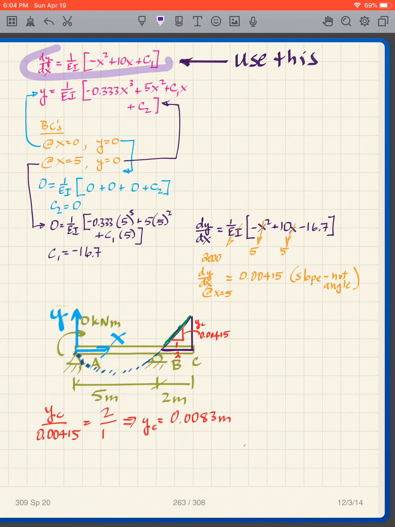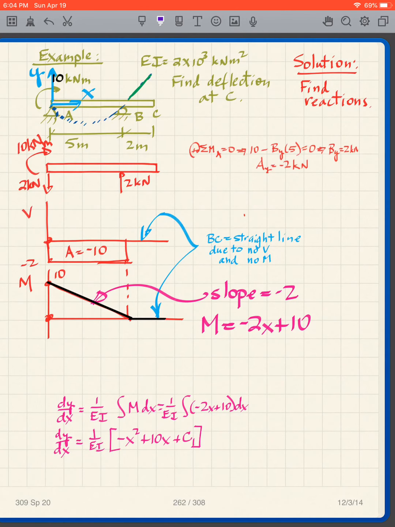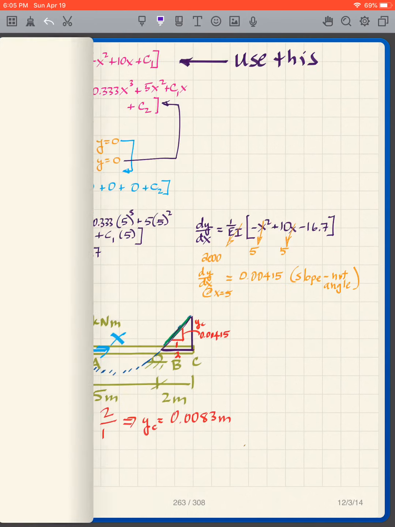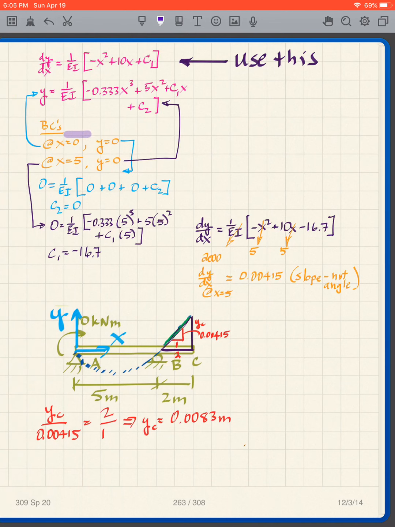I integrate this, and I end up with c1x plus c2 and all the other terms. I have to put in my boundary conditions. It's a simply supported beam. So what do I see? I know that the deformation looks like this. So I get deflection of 0 at B, deflection of 0 at A. That just means that the deflection is 0 at those two points. So I have my boundary conditions: at x equals 0, y equals 0, and at x equals 5, y equals 0.